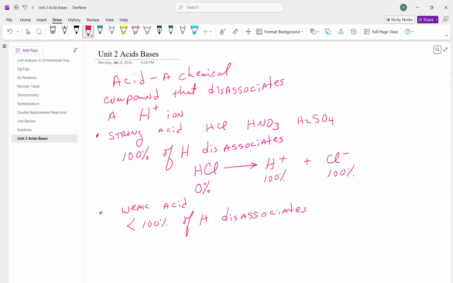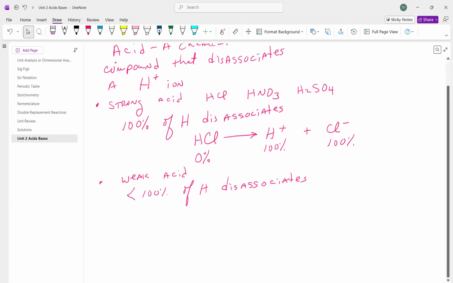Okay, now, a weak acid is one where not all of it disassociates. Strong acids, all of it disassociates. So let's look at what's a simple weak acid. Most weak acids are multiprotic acids, meaning that there's more than one H that disassociates.